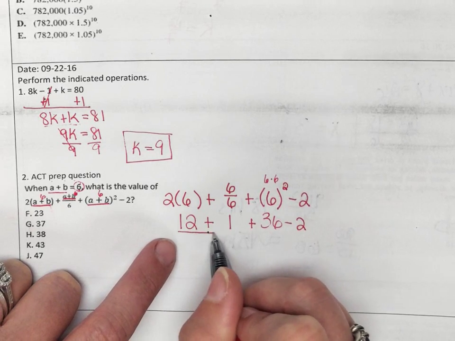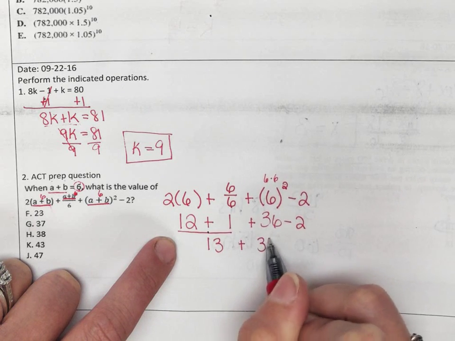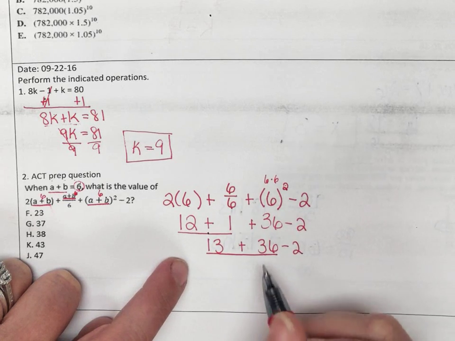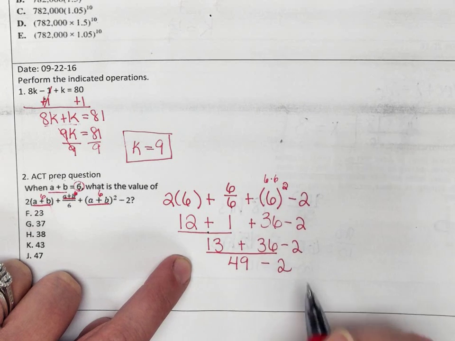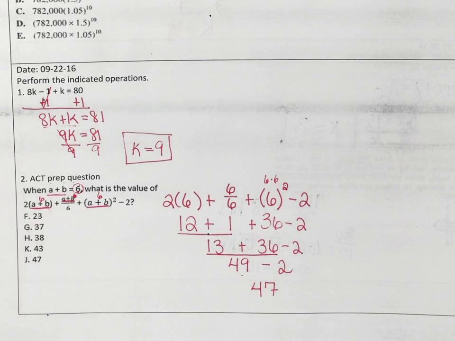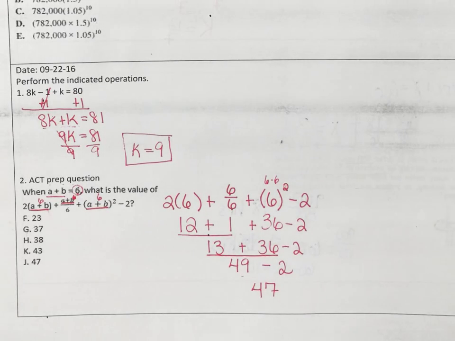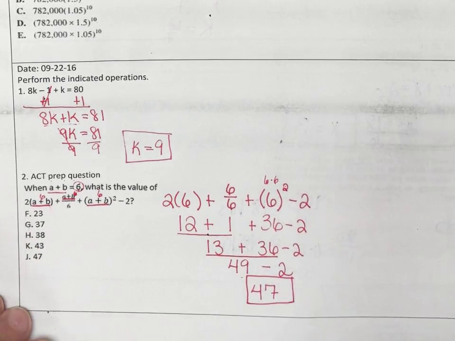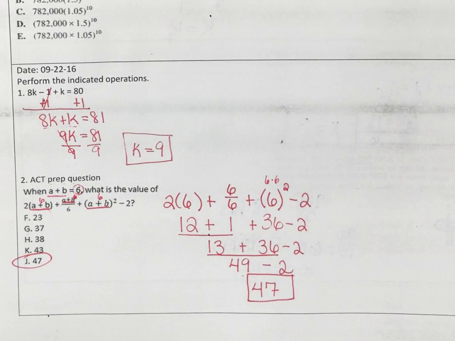Alright, and then we got to go from left to right, so that's 12 plus 1 is 13. 13 plus 36 is 49, and then 49 minus 2 is 47. So that is J. Okay, that's your bell ringer.